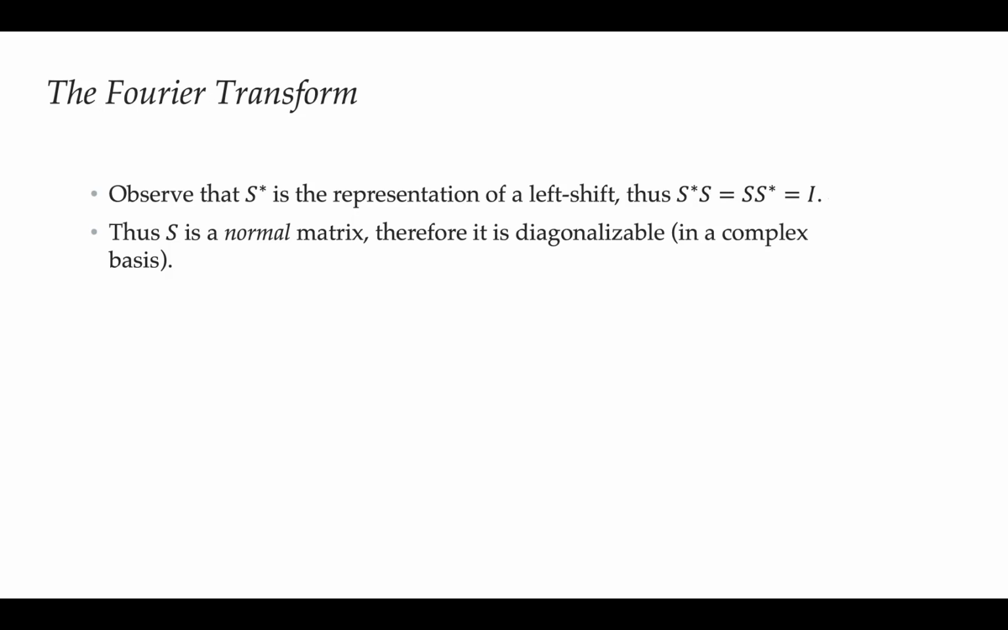In linear algebra terms, it means that this matrix S is normal. It's called a normal matrix, right? It's a matrix that satisfies this condition here, which means that I can diagonalize it. It's a matrix that admits a family of eigenvectors and eigenvalues by looking at the complex basis. Okay, so that's what we are going to do. We're going to try to understand the eigenstructure of the shift operator.